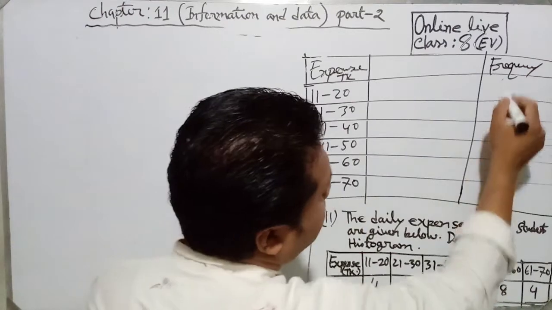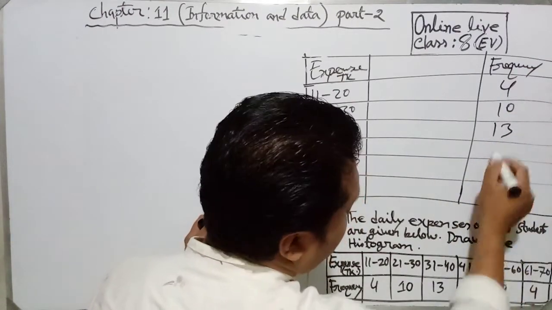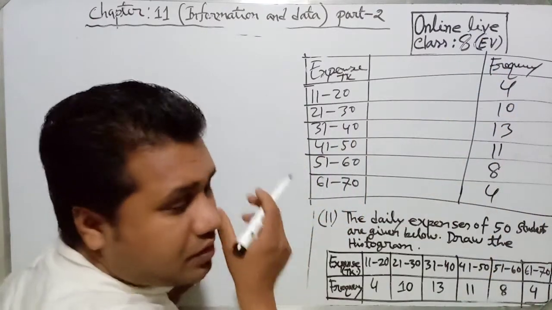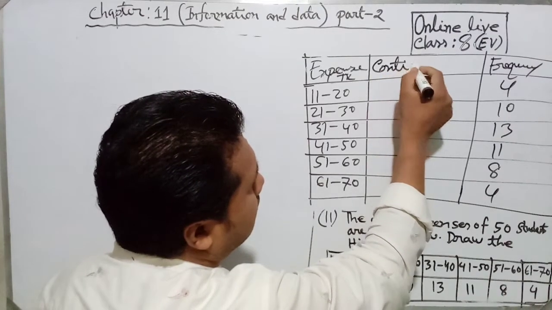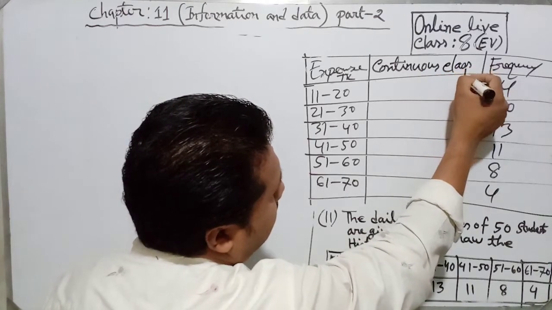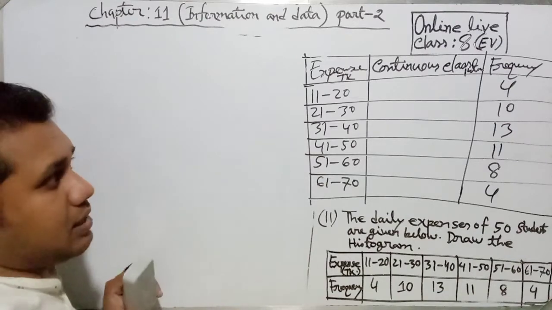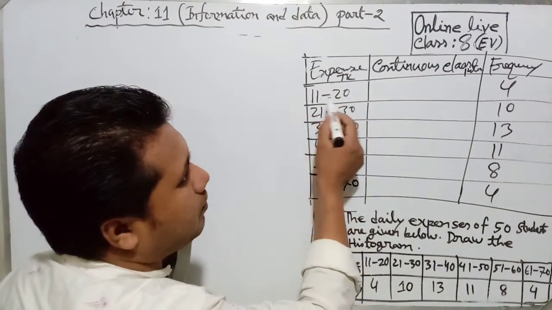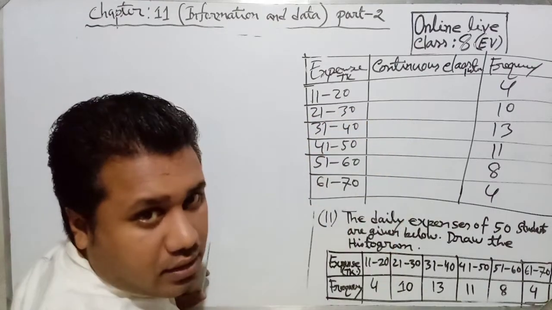What is our frequency? 4, 10, 13, 11, 8, and 4. So finally it will be 50 students. Now dear students, here we have to write continuous class interval, or continuous class. Now we have to make a continuous class by using this one. Look, 11 to 20, next you can write 20 to 30, clear?